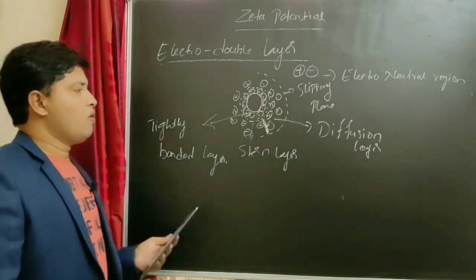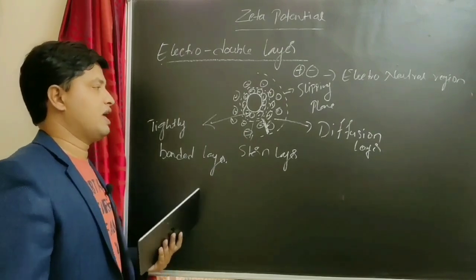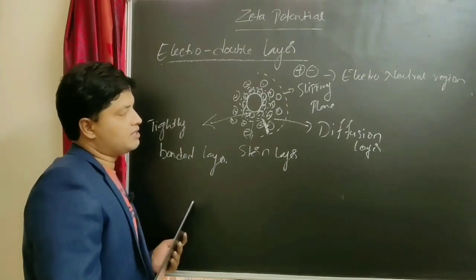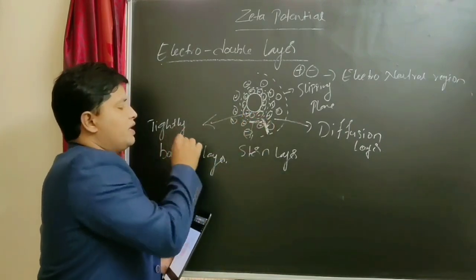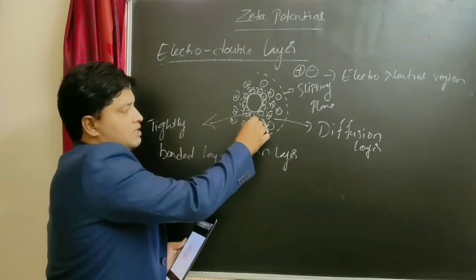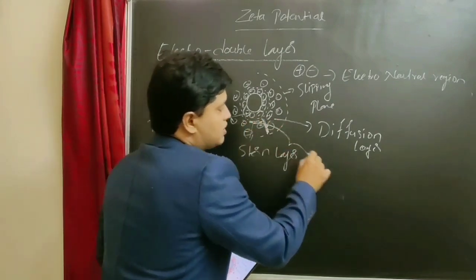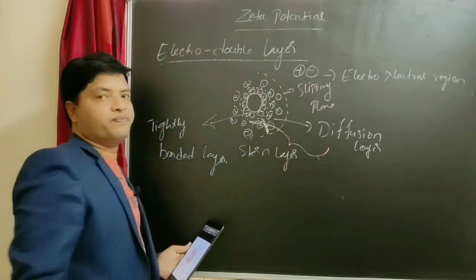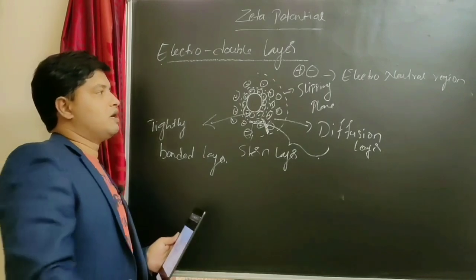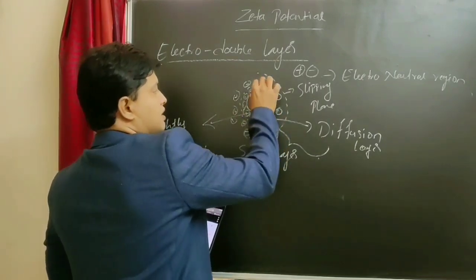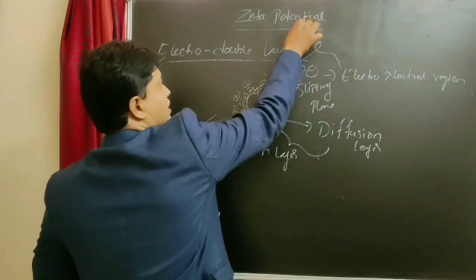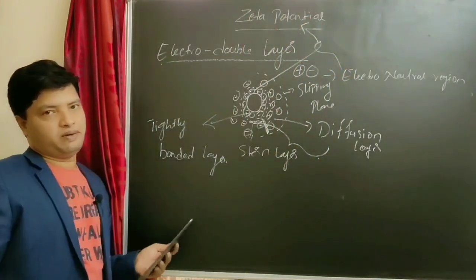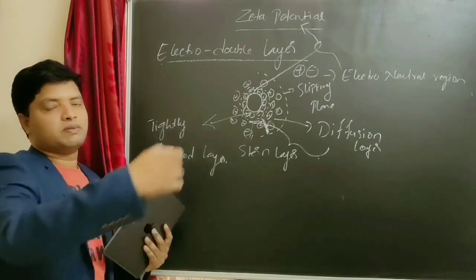Zeta potential we can define as the potential difference between the Stern layer or tightly bonded layer, from here, this layer, to the electroneutral region. We call it zeta potential. I can show from here. See, the potential difference between the tightly bonded layer and the electroneutral region, we call it zeta potential.